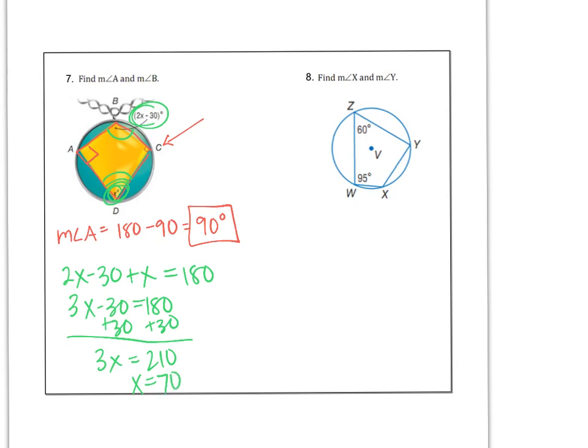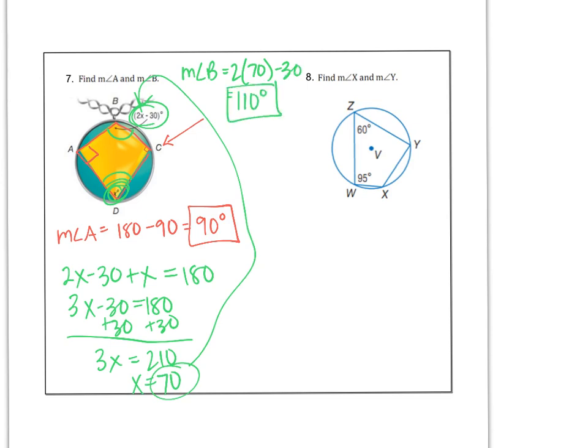We need the measure of angle B. And so to find that, we're going to take our 70 and plug it in. So I'll just move my work up top here. The measure of angle B is going to be 2 times 70 minus 30, which is 110 degrees. Go ahead and pause the video and try number 8 on your own.